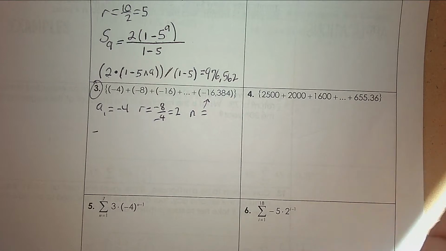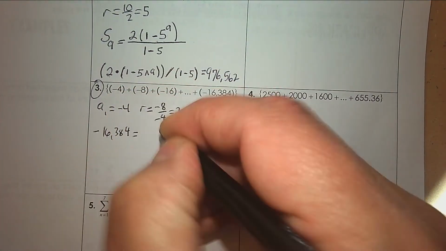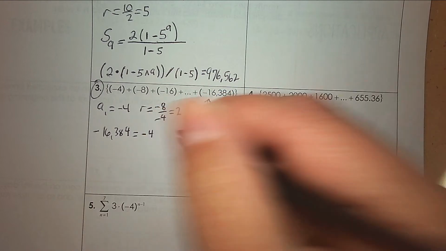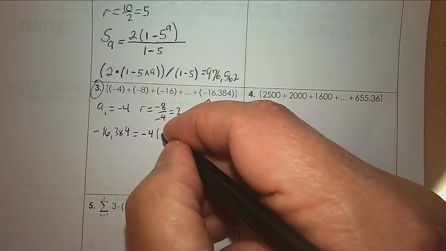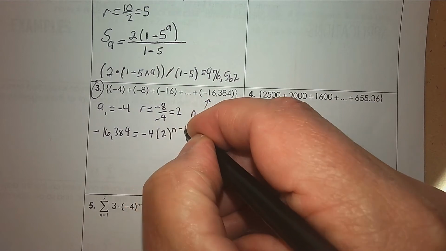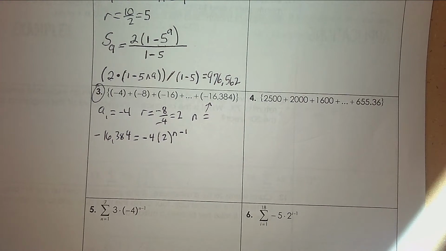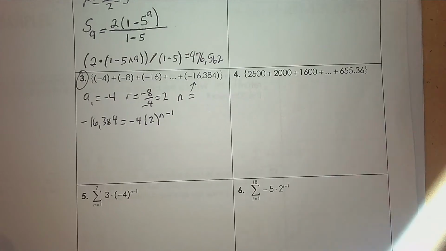So what do we know is the last term? Negative 16,384. I know the first term is negative 4. I know the common ratio is 2. But what I don't know is what n is. You're going to use your calculator and use the solve button. Remember doing that? I'll teach you again.